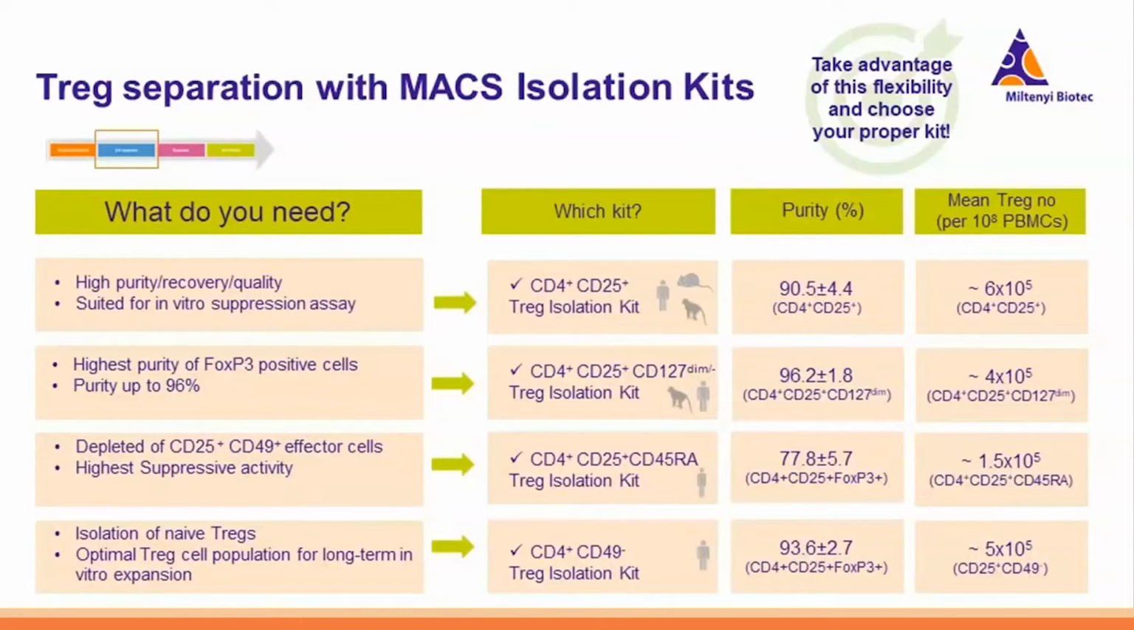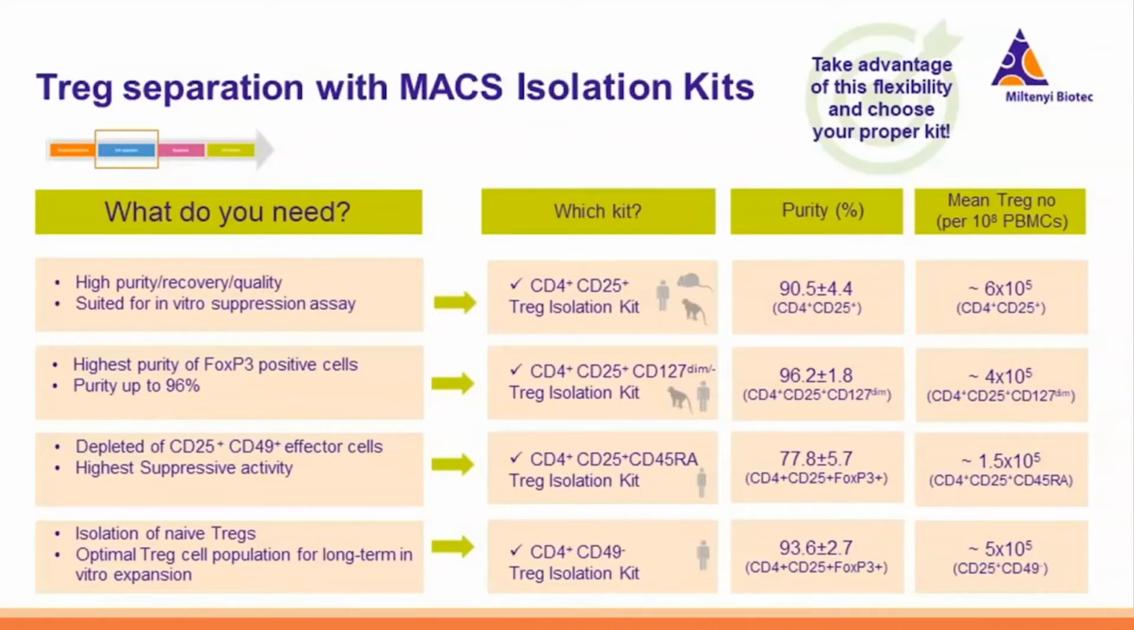And as you can see here, I put the numbers of purity approximately and the number of Tregs out of the kit exactly here for you, and you can have a look and see the quality. You just need to know for which application you're isolating your Tregs, and then you can choose the proper kit. For example, if you are looking for high purity cells for downstream in vitro separation assay, I would suggest you to use CD4 CD25 positive.